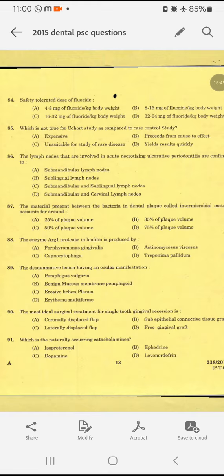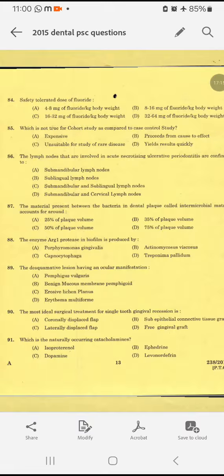Let's discuss the last question of the day, which is not true for cohort study as compared to case control study. Expensive, proceeds from cause to effect, unsuitable for study of rare diseases, yields results quickly. Which is not true for cohort study? 85D, yields results quickly. Cohort study does not give you results quickly compared to case control study. Cohort study takes a long time to give you results. So that is not true.